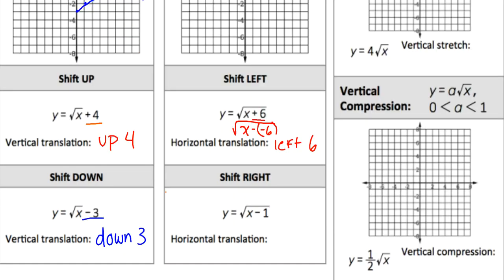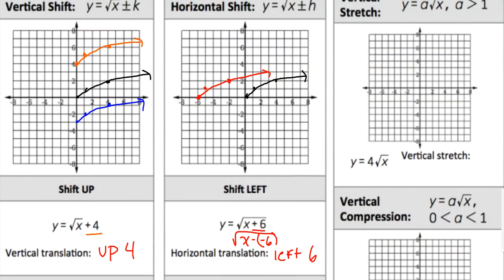We can also do a horizontal shift to the right. So in this case, we have x minus positive 1, so that would cause it to go right 1. So shifting right 1, each of our points would move just a little bit to the right from that parent function. So that would be a translation or horizontal shift left or right.